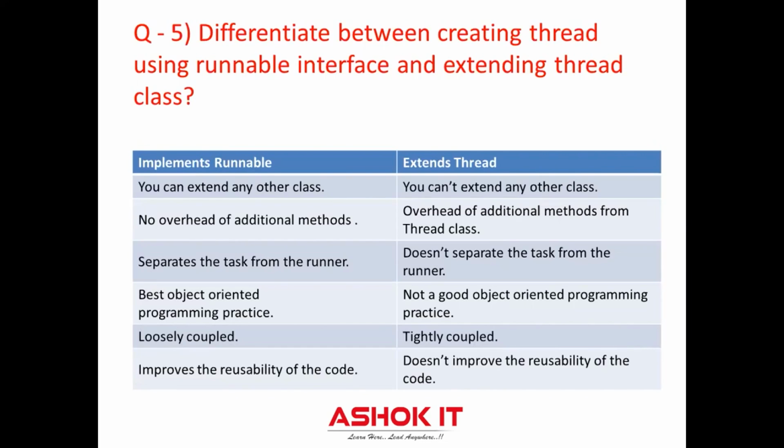When you are implementing the Runnable interface, it separates the task from the runner, and extending Thread does not separate the task from the runner. Implementing Runnable is an object oriented practice, and extending Thread is not an object oriented practice. If you implement Runnable, it is loosely coupled, whereas extending Thread is tightly coupled.